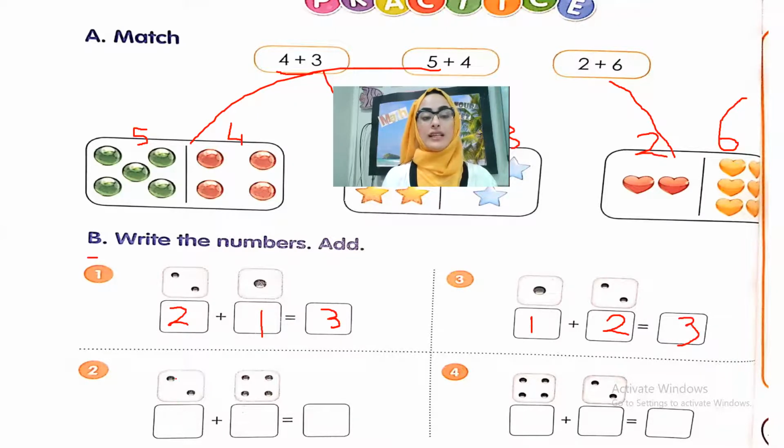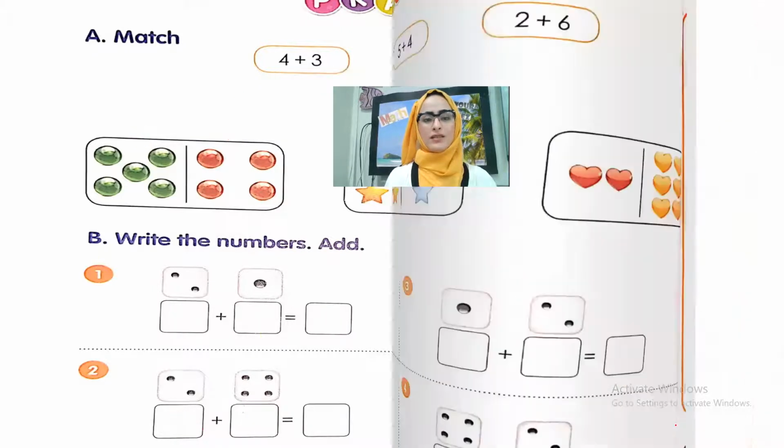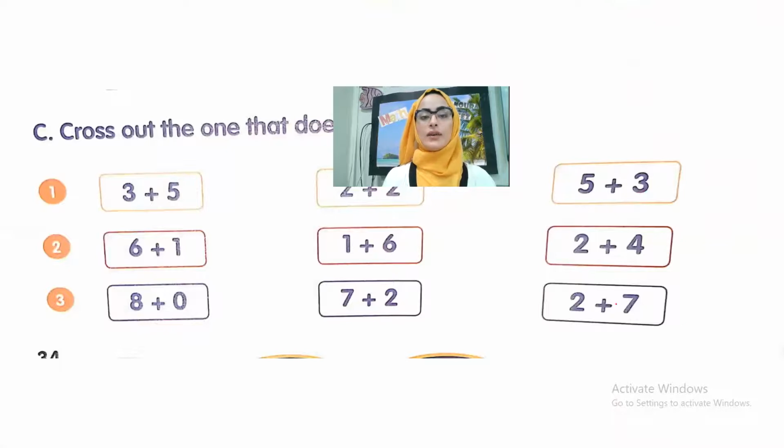For the second one, I have 1, 2, and here is 1, 2, 3, 4. 2 and 4, fact of what? Fact of 6. 2 and 4, 4 and 2, fact of 6. If you change the order of your addends, the answer will be the same. 4 and 2, the answer would be the same, 6. That's right. Super simple.